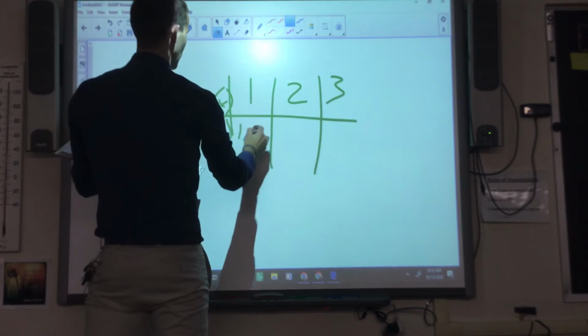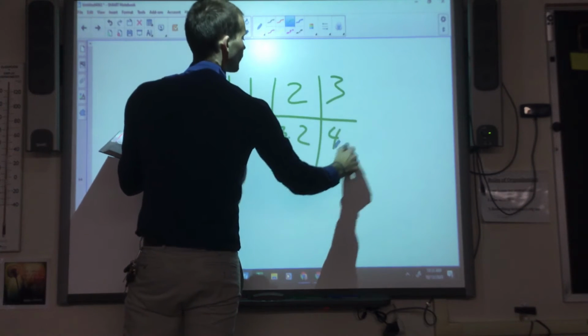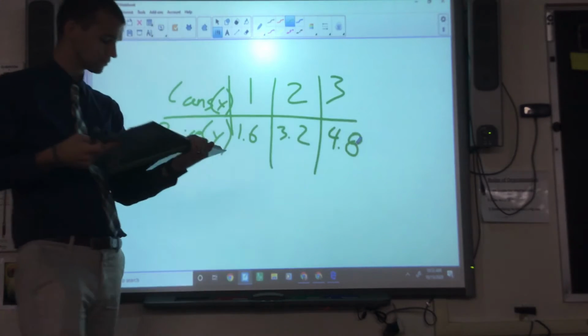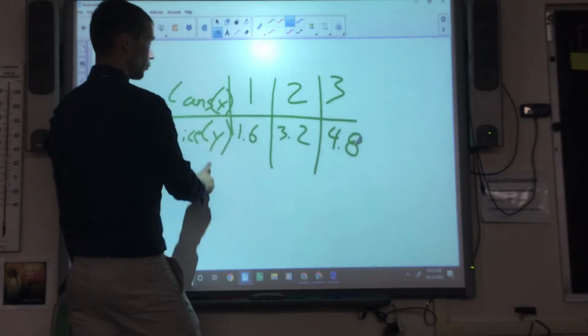So if I've got 1 can, 2 cans, 3 cans, we are talking about the number of cans. Then we have 1.6, 3.2, 4.8. So you're again going to want to try to find that constant of proportionality. Remember, y over x.